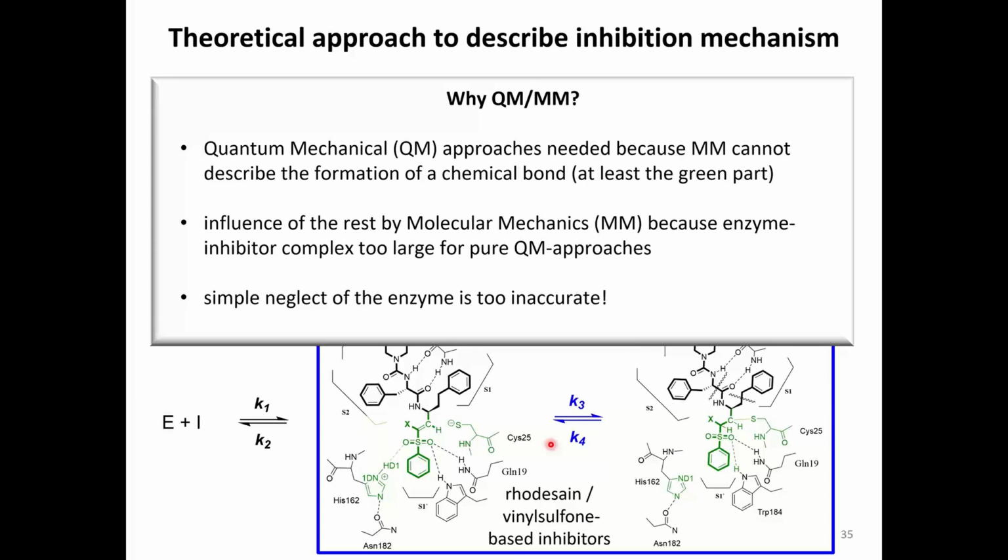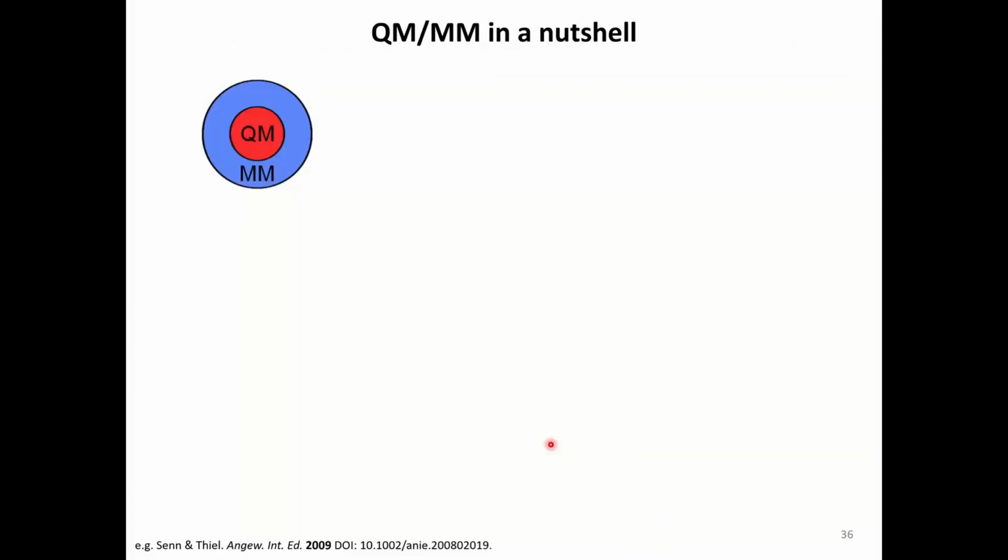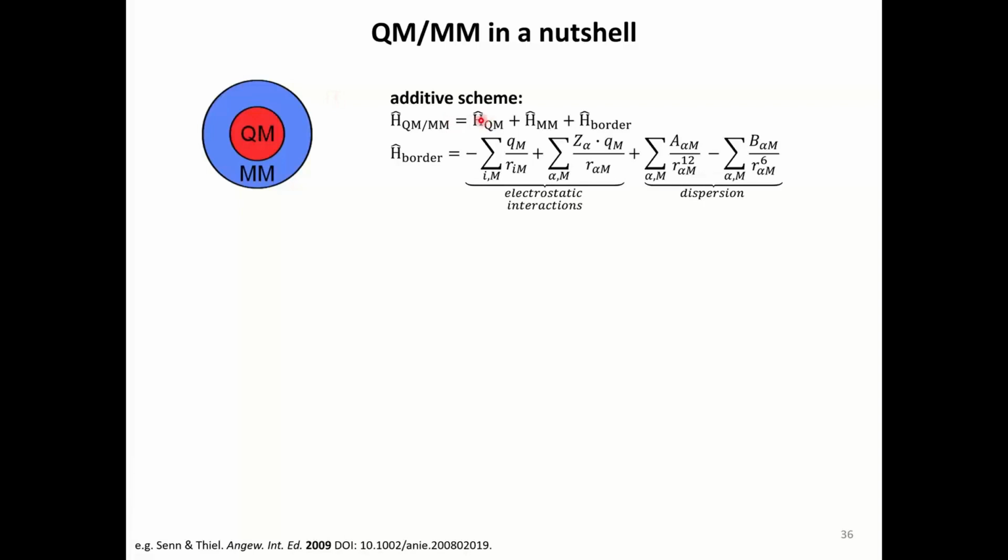So now comes the QMMM in a very small nutshell, where we said that we have an inner part. This is described by quantum mechanics, and you have an outer part, which is described by molecular mechanics. And you see in here that you have the QM part, which is the Hamilton operator for that. You have the MM part and a Hamilton operator for that. And in a kind of additive scheme, the interaction between the MM part and the QM part, which is very important, you introduce by an additional border Hamilton operator.